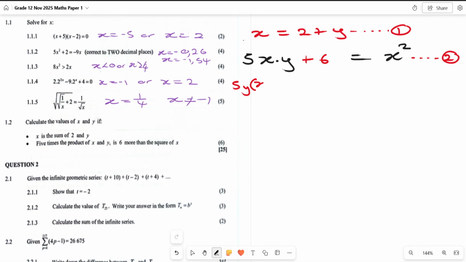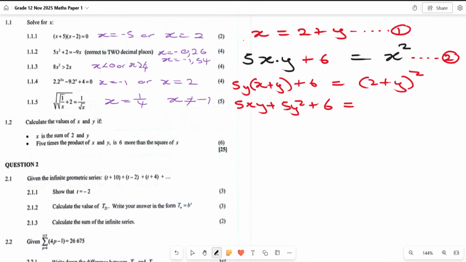5y, and our x was x plus y, like that, plus 6 was equal to, our x was 2 plus y, like that, but we were squaring that. Now what we were going to get here was 5xy plus 5y squared plus 6 is equal to 4 plus y squared plus 4y. I mean, it takes practice to just do that in one go. So we're going to have 5y squared here.